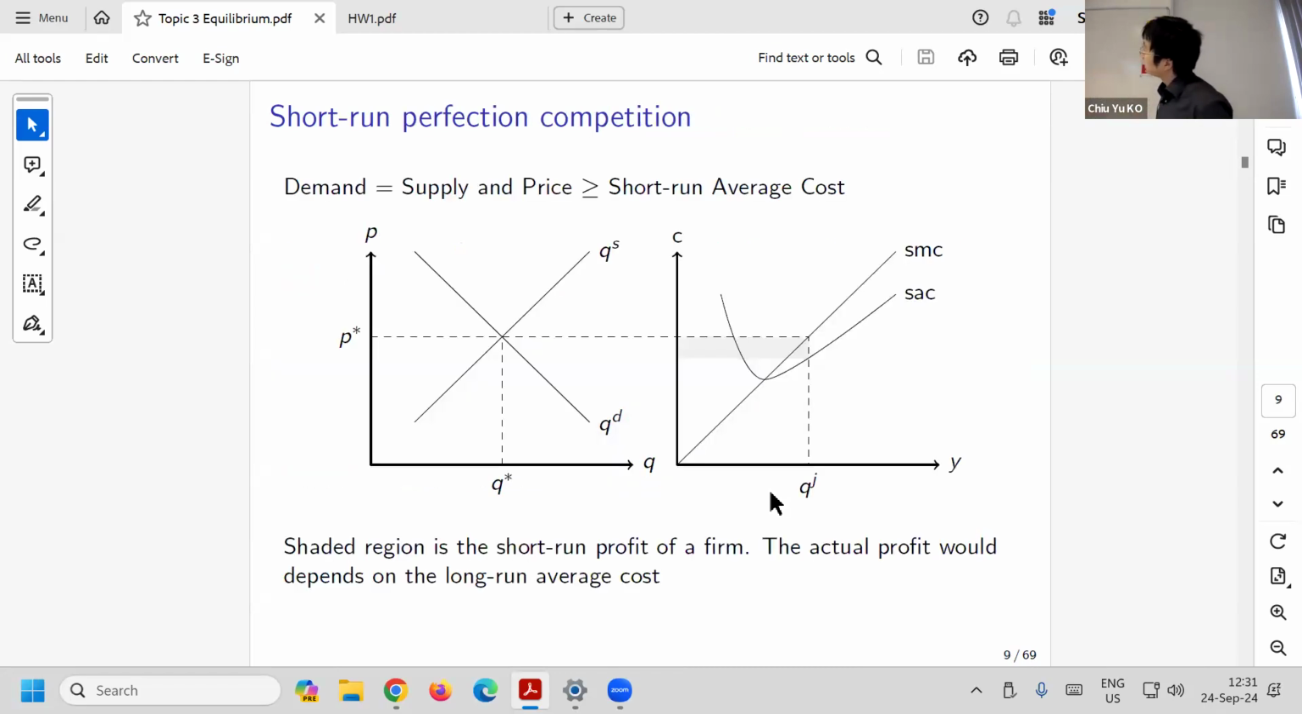And just to remind you, this is the short run, where you look at the short run AC and short run MC curves. Firms are making profit. And why short run? Because no firm can enter or exit. There's some fixed cost here. So that means they're making short run profit. Actually, they can also be losing money, so you have to be careful here.